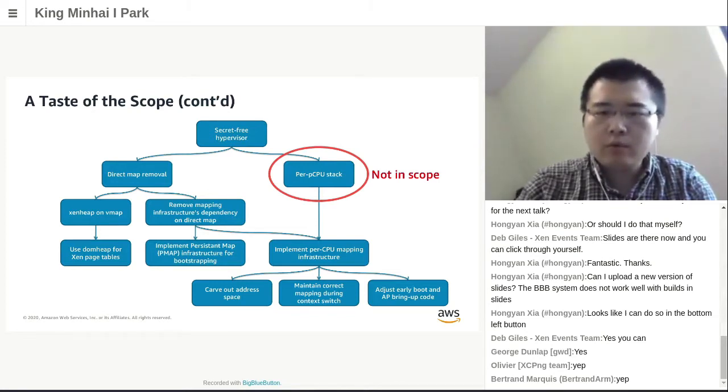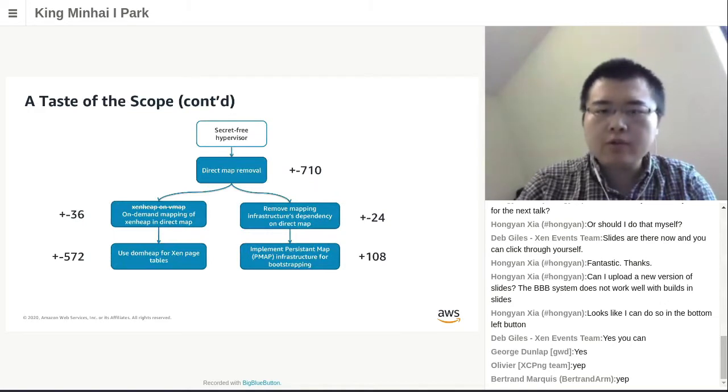So let's remove the per-CPU stack out of the picture. To remove the direct map, as we can see, we still have a lot of dependencies to be completed, and I will talk about each dependency very soon. To give you a basic idea of how many lines of changes are required, some of the dependencies are very easy. Some of them are not difficult, but they require a lot of rewrites and changes in a lot of the source code. And even if you meet all those dependencies, there are still some bugs around Xen which require another 700 lines of changes to actually remove the direct map.